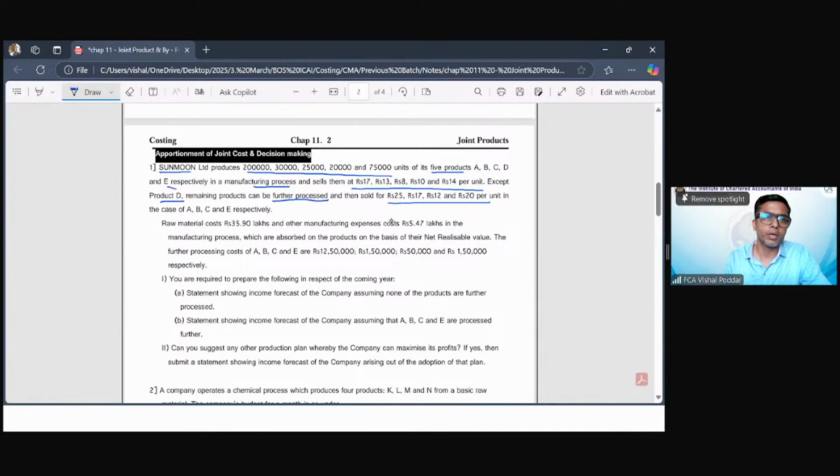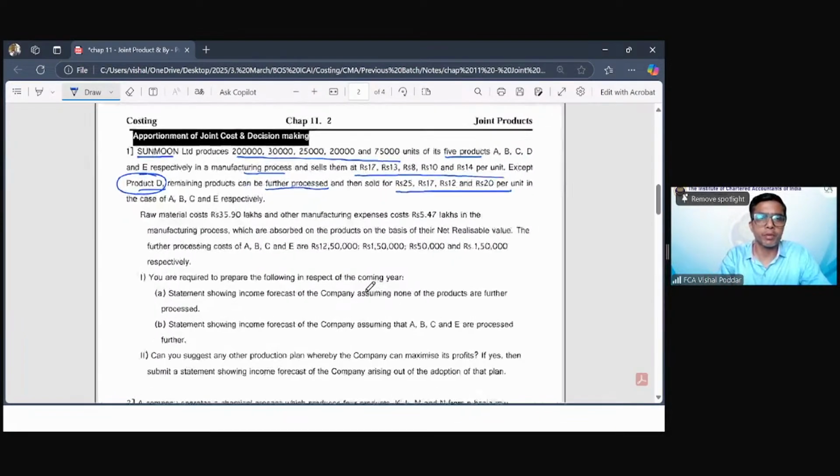So except product D, all other products can be further processed. Product D is such that it cannot be further processed. You have to be careful, but these things are not at all very difficult to solve. Whatever they say, you have to follow that. Now, what is the further data given?